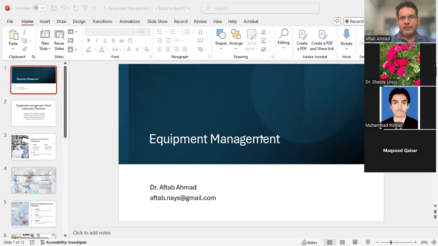So today we are going to discuss equipment management. Overall, if we talk about the course of good laboratory practices, I would like to share once again that the course is meant so that whatever we are doing, we can do in a standardized way, so we can have a better outcome. We can have results which are reliable, which could be reproducible, and that could benefit the people.